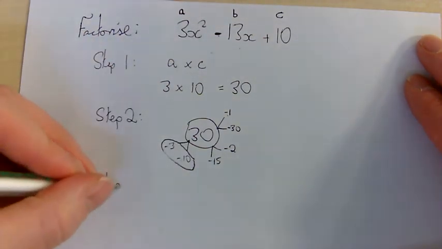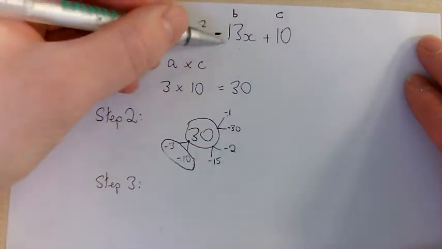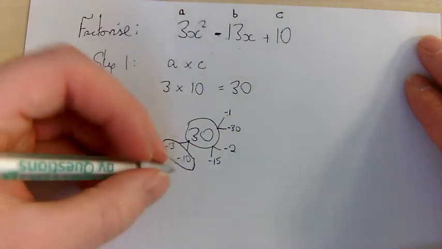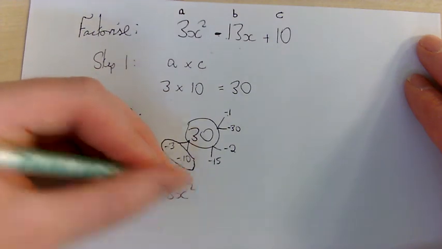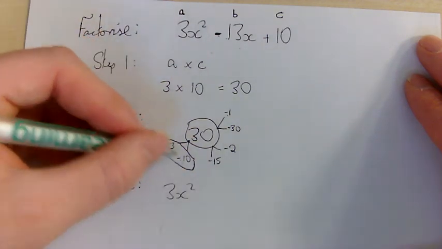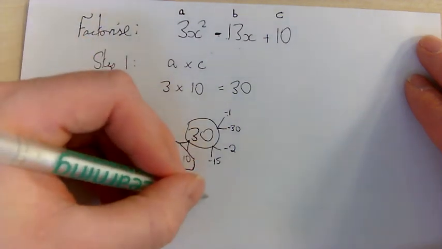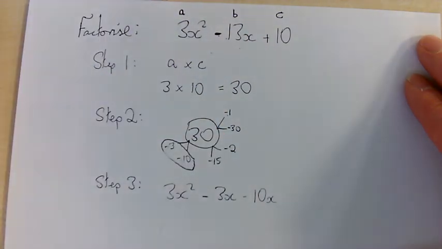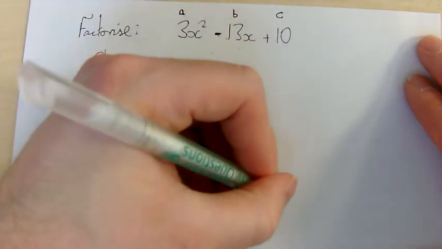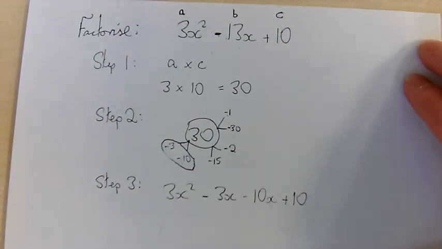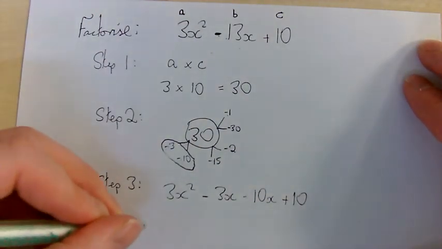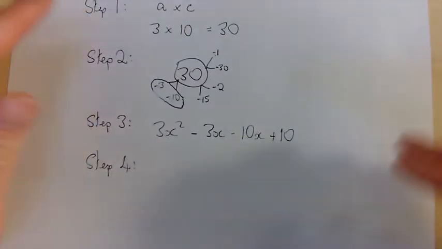And step 3 is splitting that minus 13, the b term, into these two numbers. So 3x squared, and again, which way around you put these doesn't really matter, minus 3x minus 10x, and there's a plus 10 at the end. Step 4 is where we start to factorize.